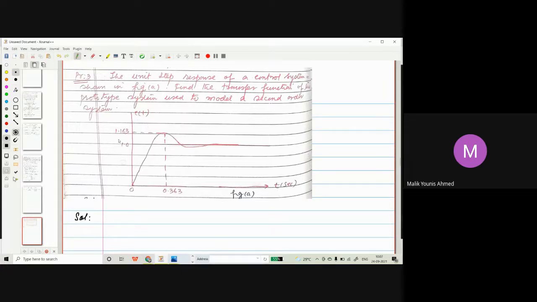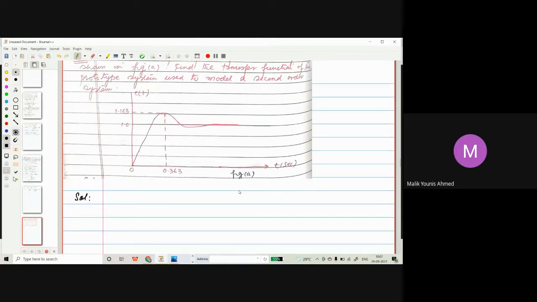Now this is c of t, 1.1631. This is the peak overshoot here. Sorry, this is the peak value. This is the steady state value, and this is the peak time. Everything you have to know from the graph, and you have to find the transfer function. Now how will we proceed?